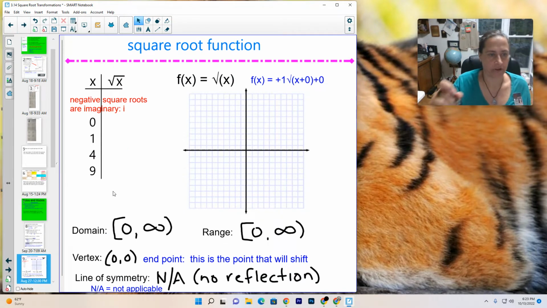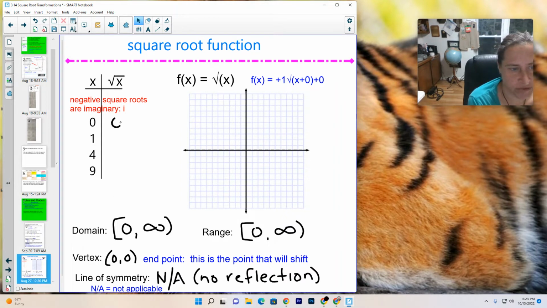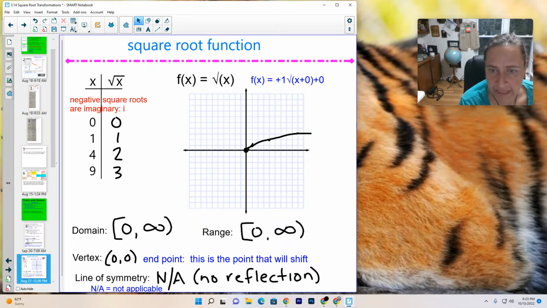So let's do the parent function. So we want to pick things that are very easy. The square root of 0 is 0. The square root of 1 is 1. The square root of 4 is 2. The square root of 9 is 3. Let's plot that out. So (0, 0), (1, 1), (4, 2), and (9, 3). So we get a curve that looks like this. That means it starts at (0, 0).